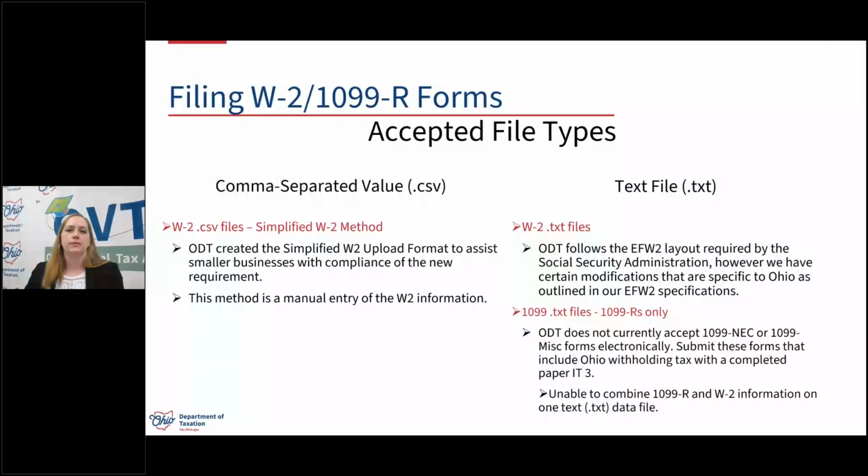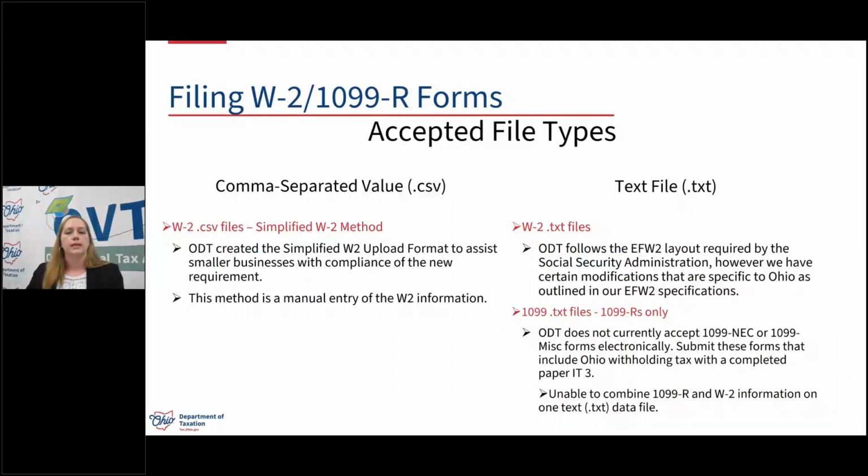The second accepted file type is a text file, which is for uploading the W-2 and the 1099 information. So the W-2 text files do follow the EFW2 layout required by the Social Security Administration, but there are certain modifications specific to Ohio, and they are outlined in our specifications guideline. The 1099-Rs are only available for upload in the text file format.